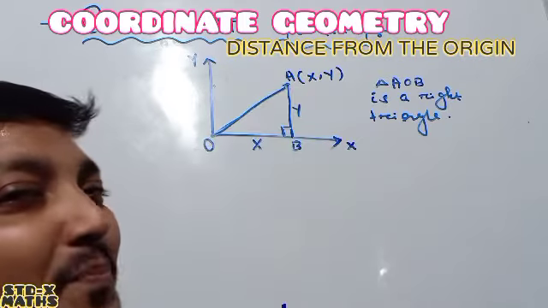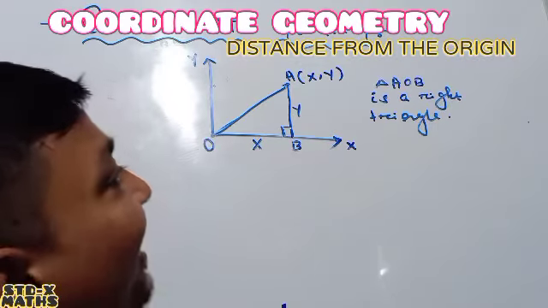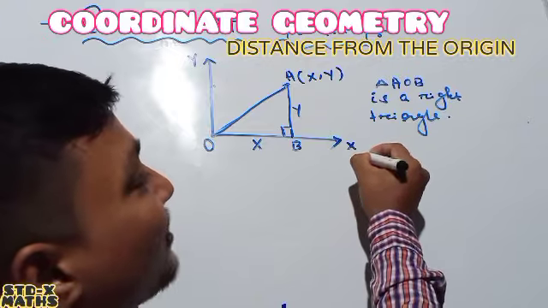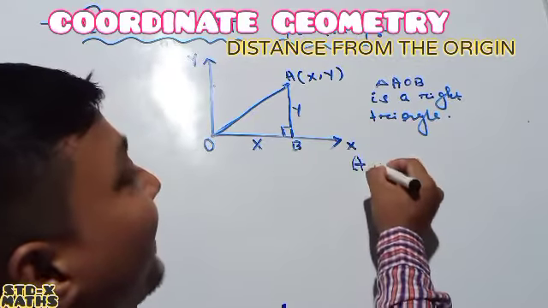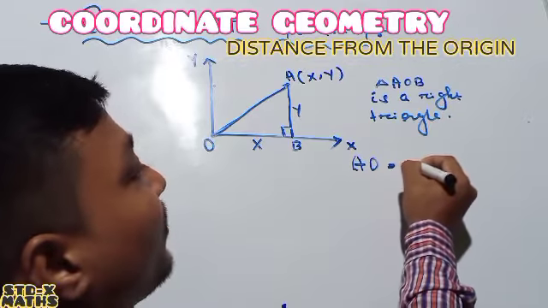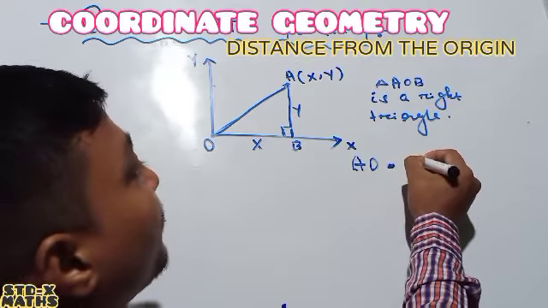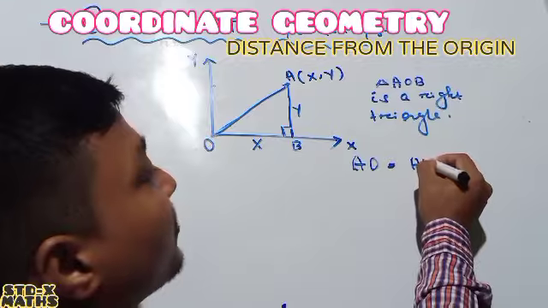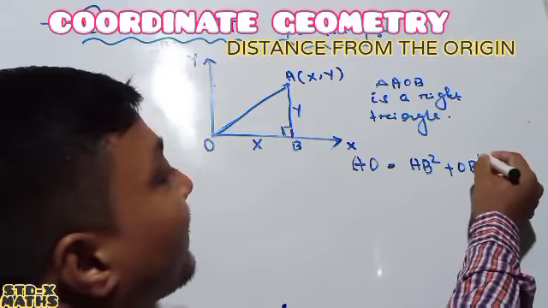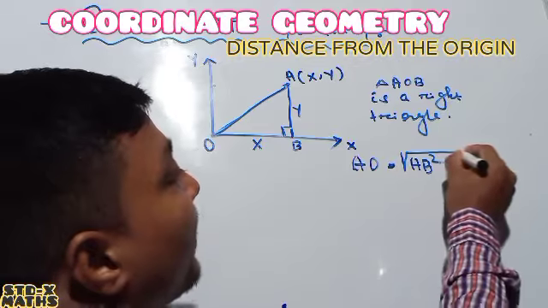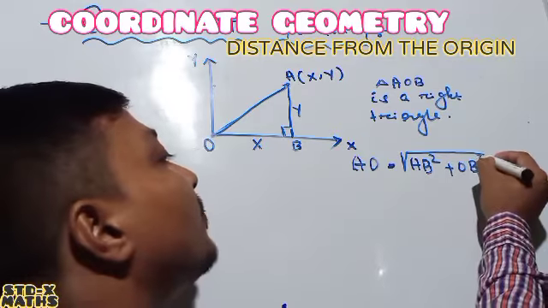Only asked you have to find out the hypotenuse. Everyone knows how to find out the hypotenuse. Its formula is AO equal to AB square plus OB square, its root over, according to Pythagoras theorem.